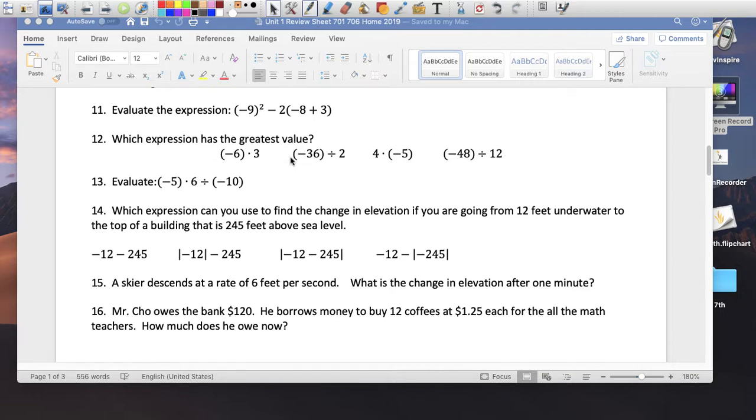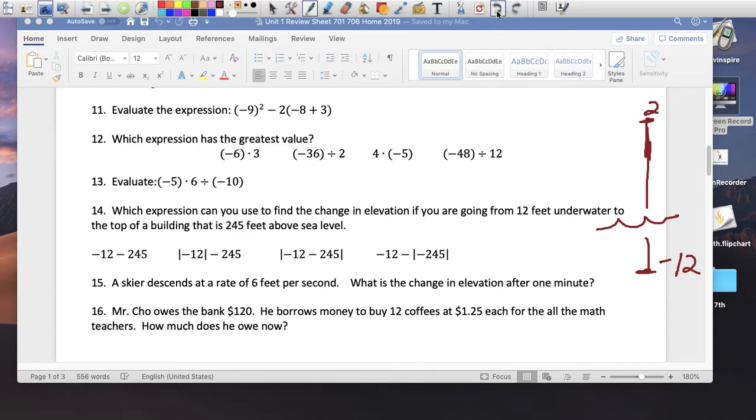Okay, so this one has a little bit of absolute value inside. Which expression can you use to find the change in elevation if you're going from 12 feet underwater to the top of the building that's 245 feet above water? So I like the drawing. Here's the water, and here's the building. You're negative 12 feet underwater, which means you're at negative 12, and you're going to go all the way to the top of this mountain or building, which is 245 feet.